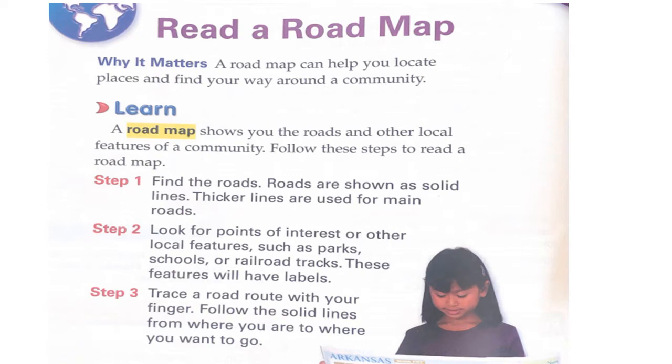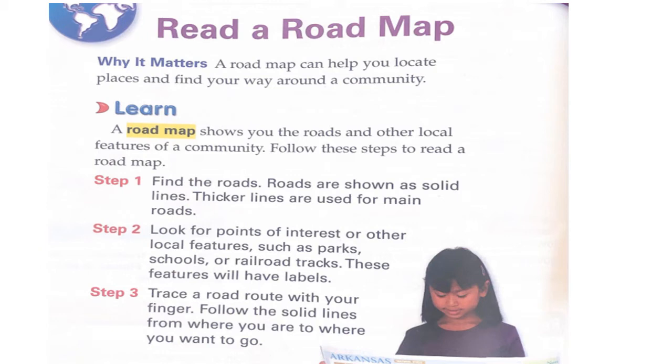Perfect. Step number 2, look for points of interest or other local features such as a park or a school or railroad tracks. These features usually have a label and there's a key, so you can identify, well, okay, that's a school, that's a park, that's a hospital, or that's a railroad track.